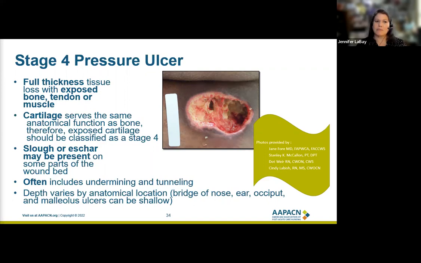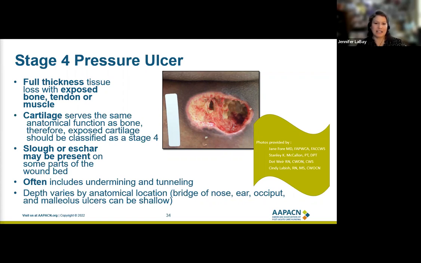Often it includes undermining and tunneling, and the depth is going to vary. So when we talk about depth, we're talking about anatomical depth, not measurement depth. You could have a very shallow stage 4 pressure ulcer on the outside of an ankle, or you could have a very deep stage 4 pressure ulcer if you are looking at the ischial tuberosities. So anatomically, you need to know where are we and what are we looking at.